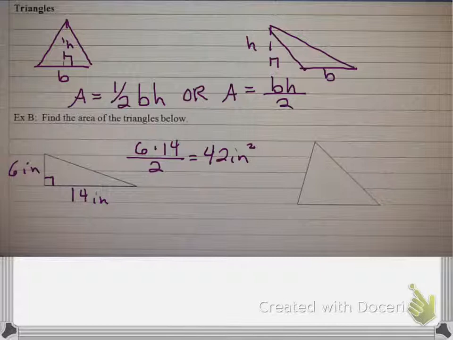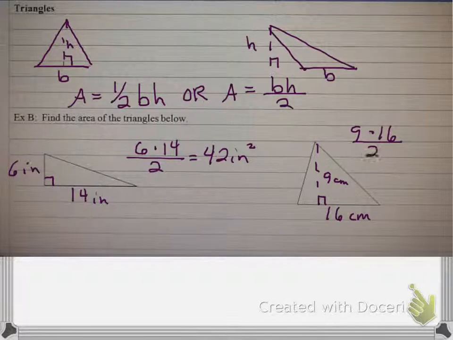And for our next triangle, if this is like 16 centimeters, and our height, then that's a little off, our height inside here is 9 centimeters. We would do 9 times 16 divided by 2, and that equals 72 centimeters squared.